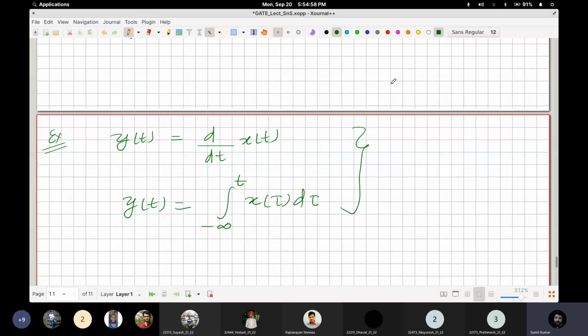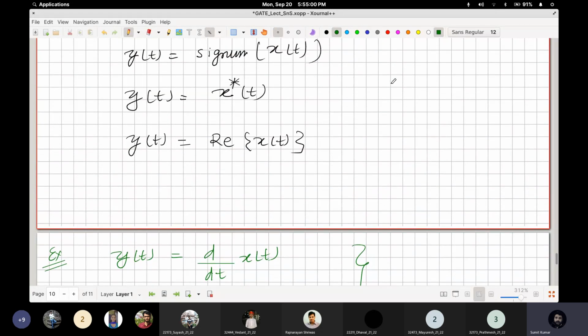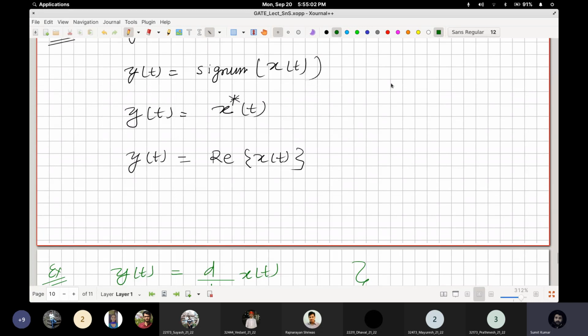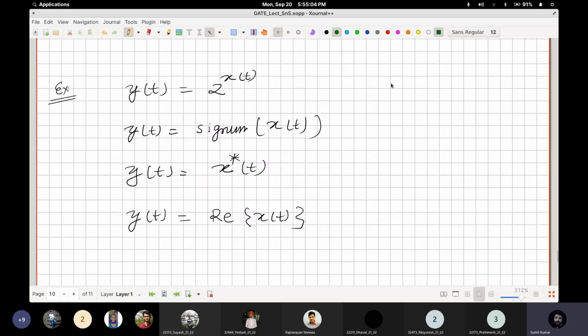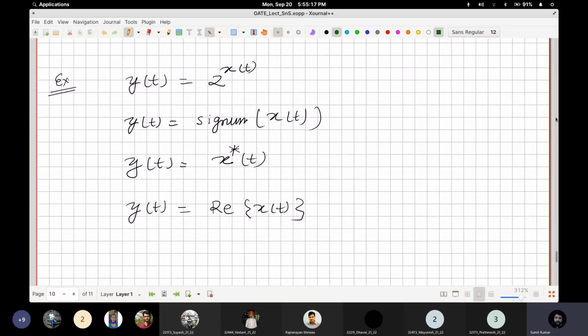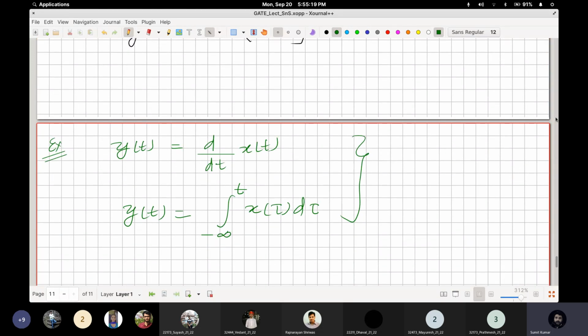So in total I have given you 6 problems, right? Have you all noted them down? Please note them down. Sorry? Sir, can you please show the sixth one? The sixth one is this one: yt equal to the integral from minus infinity to t of x of tau d tau.